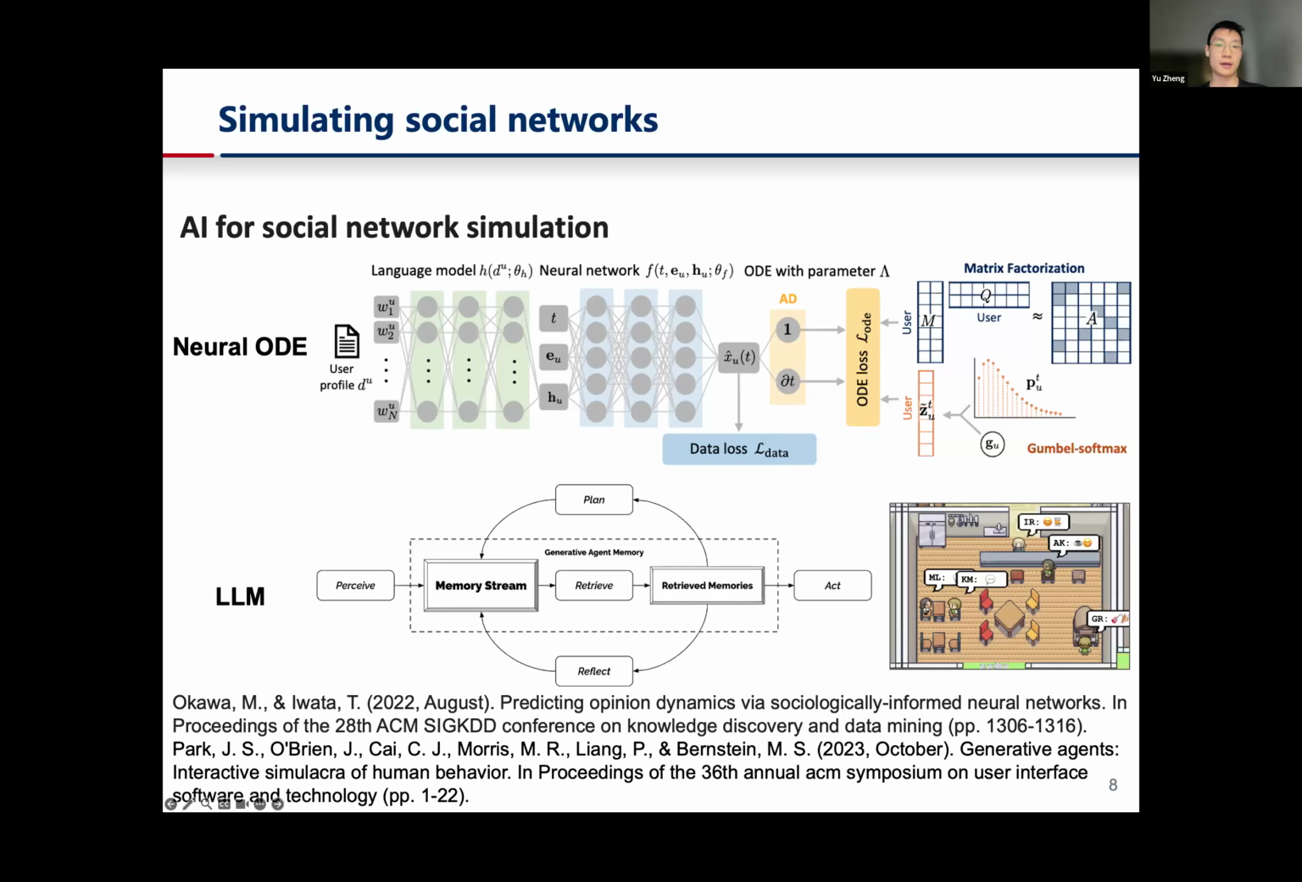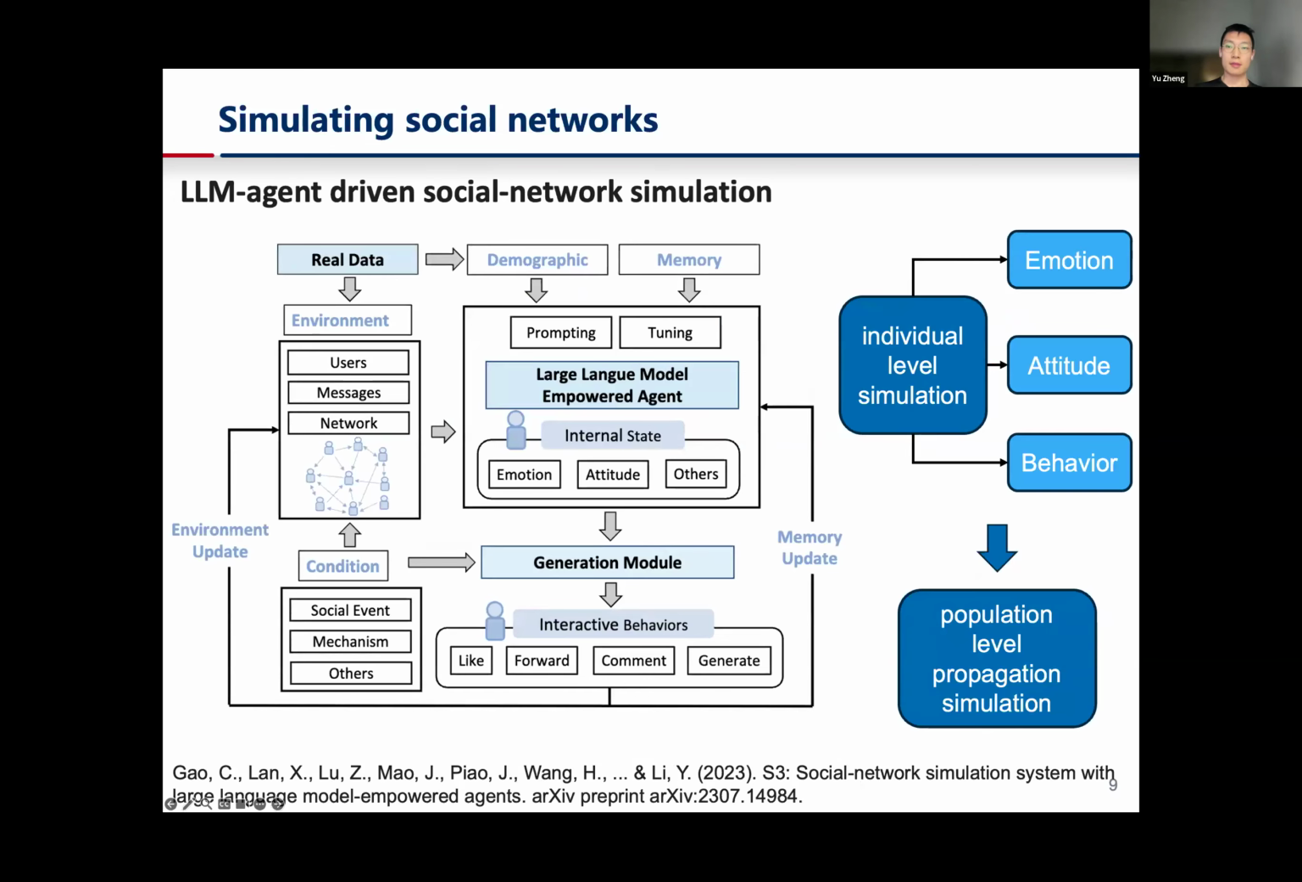Also, the second one is Stanford's AI Town, which extends a large language model to simulate believable human behavior in interactive environments by storing experiences, synthesizing high-level reflections, and dynamically retrieving memories to plan behavior. So this is a social network simulation system, or the S3 system.